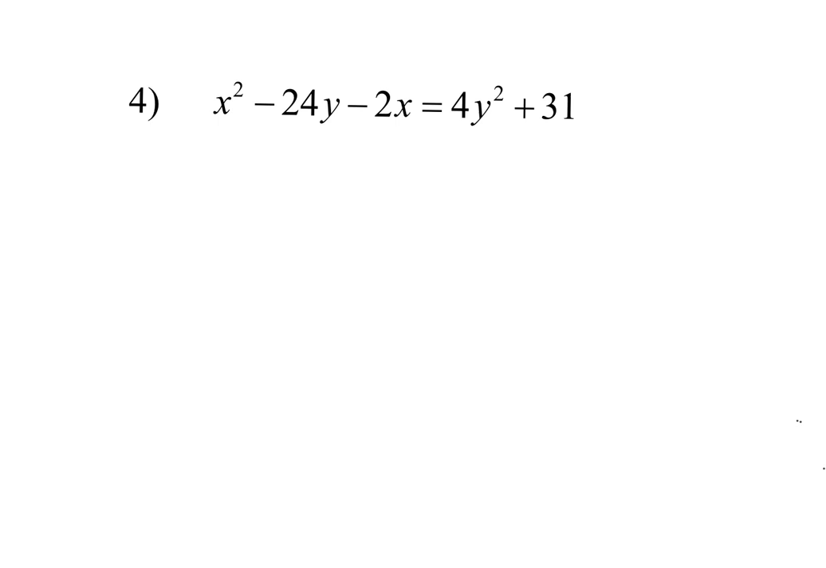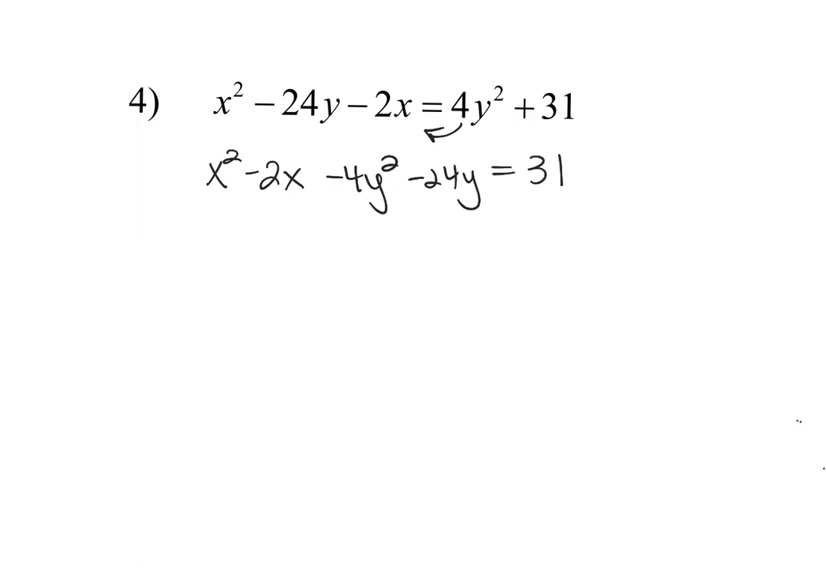So in this hyperbola, we need to convert because it is not in standard form. The first thing I'm going to do is get all the x's on one side and all the y's on one side and the constant on the other. Group together: x squared minus 2x. Then I'm going to subtract the 4y squared minus the 24y, and I'll leave the 31 on the other side.